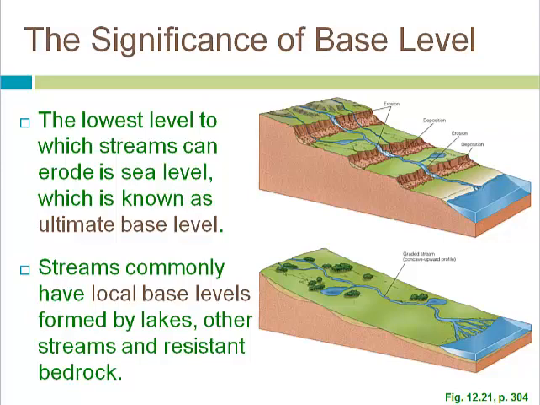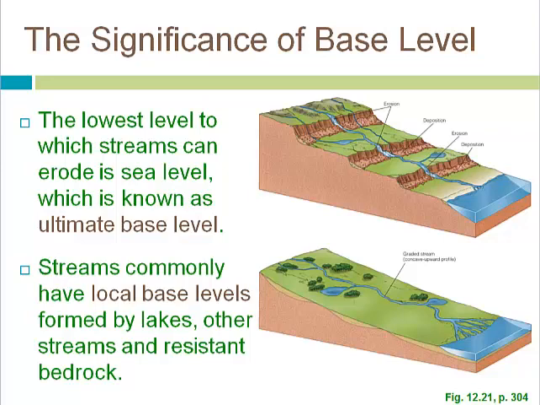And we know that when Lake Bonneville was there, it actually drained out through the northern part of the Great Basin into what is now the Snake River and flowed out into the ocean. So it's still the ultimate base level. It's just right now there's not enough precipitation to fill in that old lake bed. So streams commonly have local base levels, which are formed by lakes and other areas where you have resistant bedrock or you're cutting through into the water table.